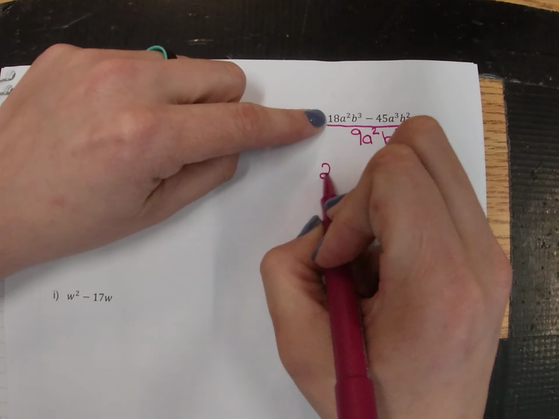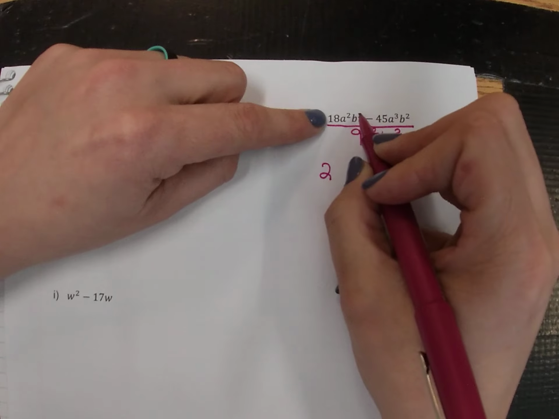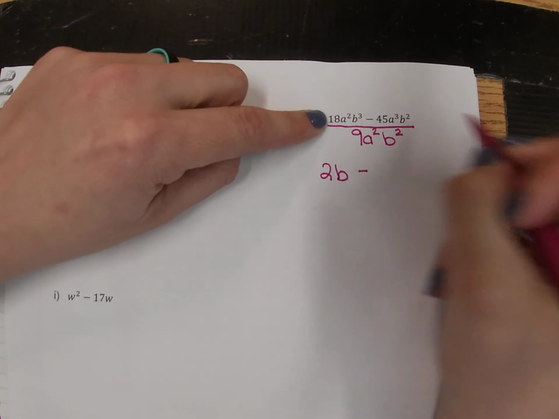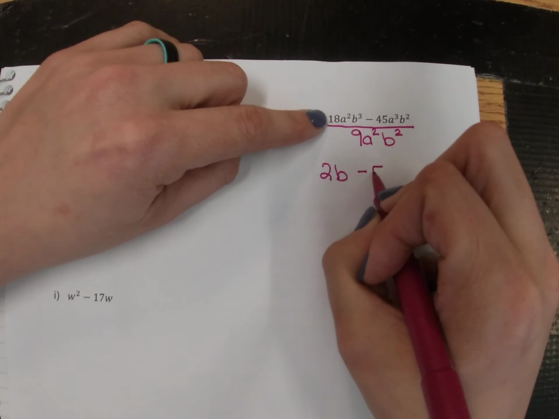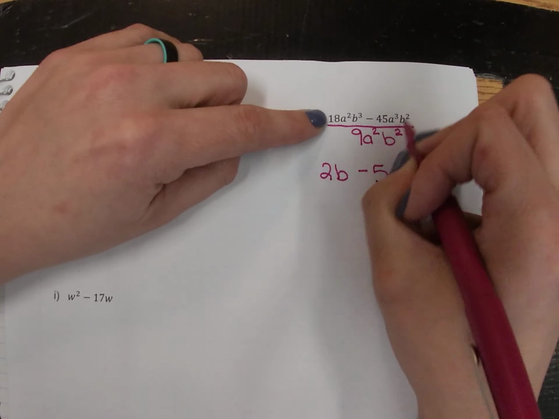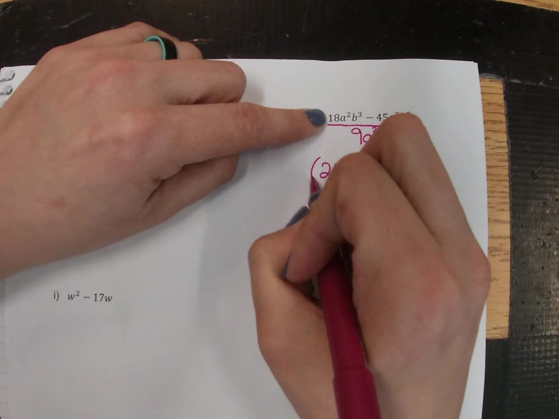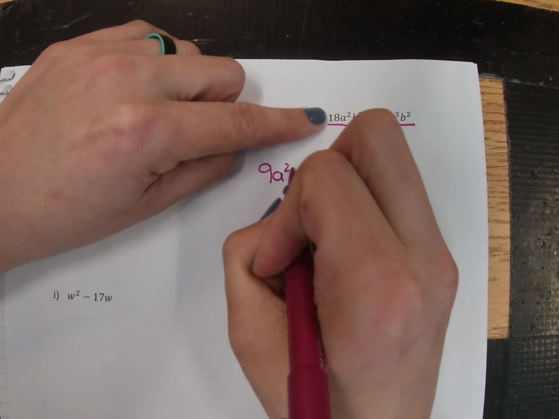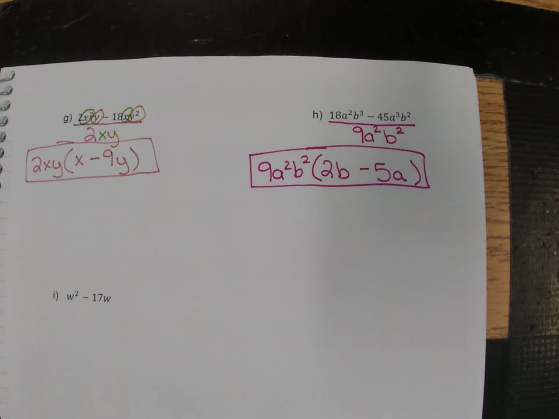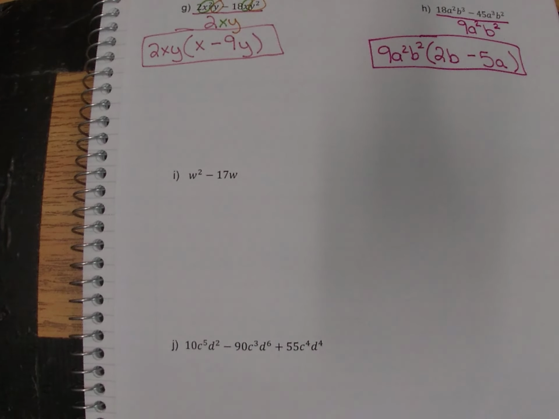18 divided by 9 is 2. 2 minus 2 makes the a's cancel out. 3 minus 2 leaves us with a b. 45 divided by 9 is 5. 3 minus 2 gives us an a, but the b's do cancel. I don't have anything else that I can divide out, and so I'm going to bring that 9a squared b squared out in front.